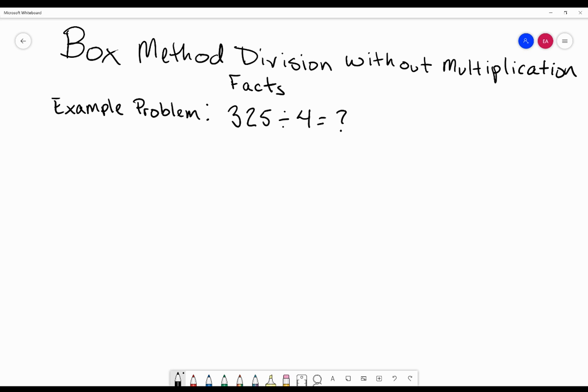Today we're continuing going over the box method for division, and we're just going to focus on the box method without knowing our multiplication facts. Okay, so today, instead of having my box set up already, I'm going to model for you how to set up your box for this strategy.